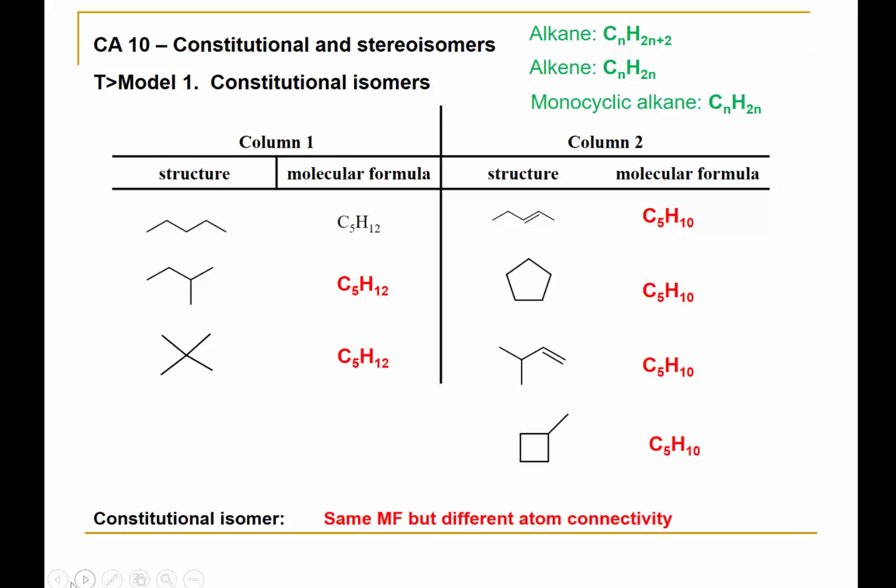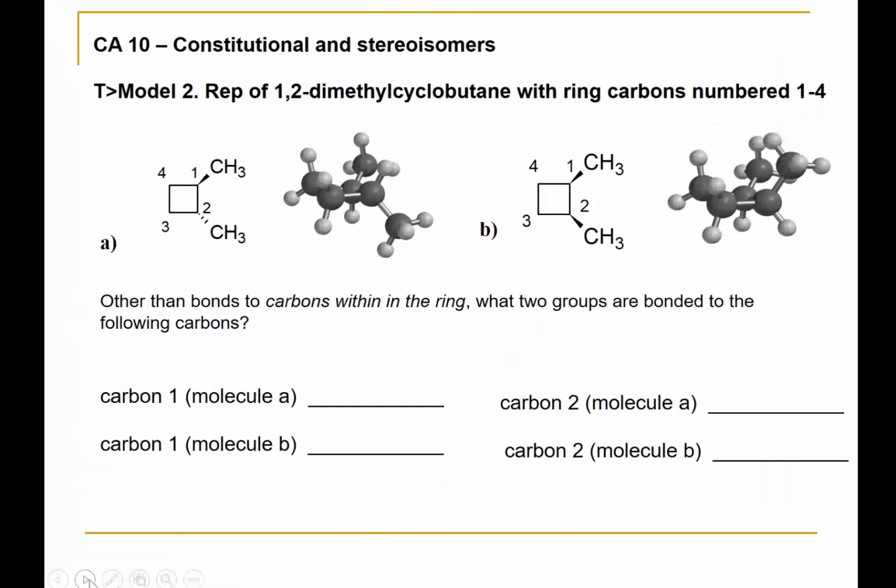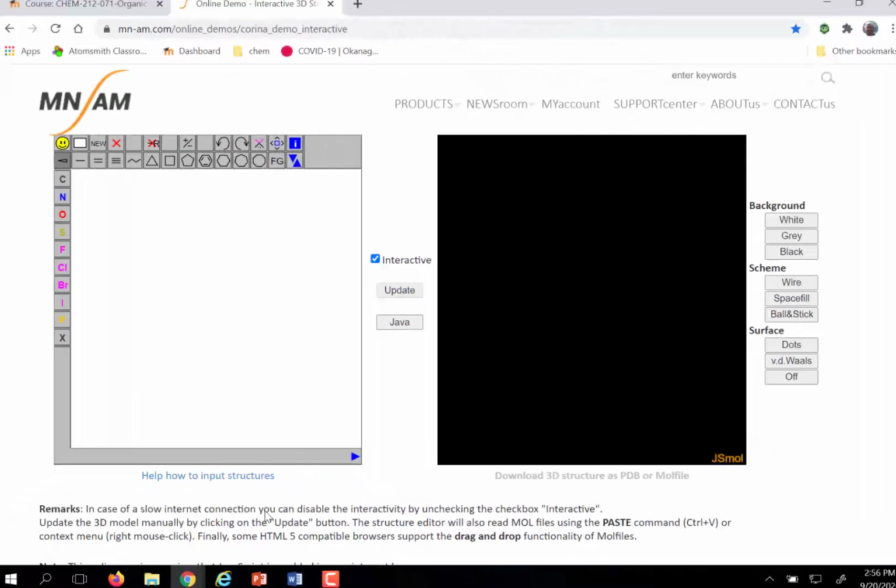Let's now turn our attention to teaching model number 2. Here we introduce the molecules 1,2-dimethylcyclobutane. Before we go any further in these slides, I'd like to turn our attention to a simulation. Here we have a draw program that automatically translates the bond line drawings into a ball and stick molecular model showing the 3 dimensions.